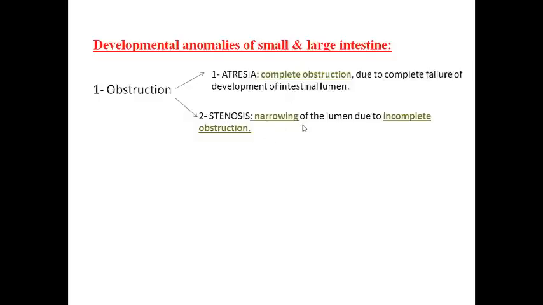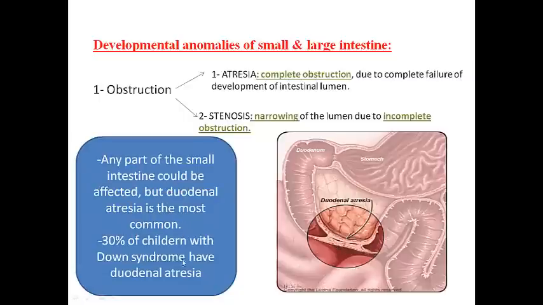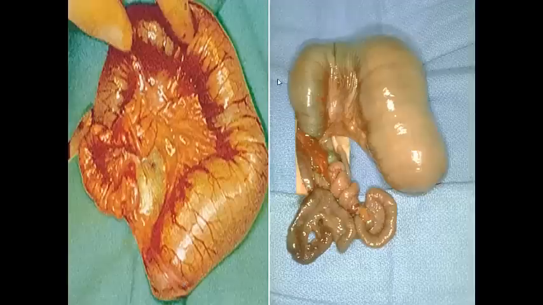These two anomalies can occur in small and large intestine, but the most common site of atresia is the duodenal atresia. You have to keep this in mind. Moreover, 30% of children with Down syndrome usually have duodenal atresia. This is the first congenital anomaly. Now, you can see from these pictures, for example, this is a picture of duodenal atresia. You can see that there is narrowing or stenosis of them. Obstruction, not narrowing or stenosis, because it's atresia of the intestine.